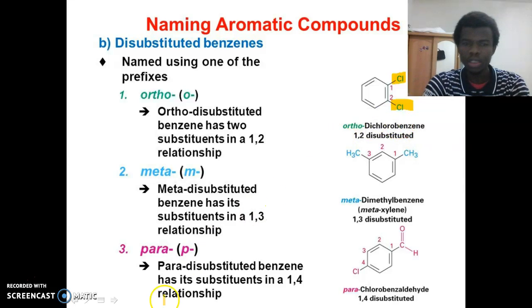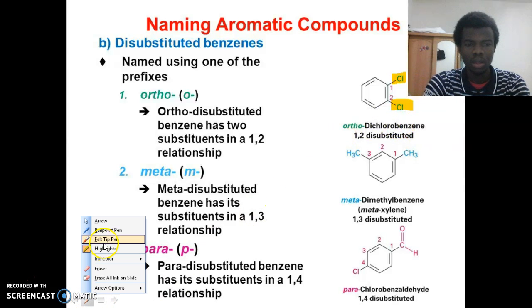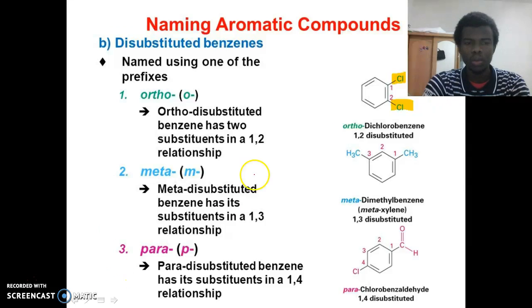Okay, but we can also name it as 1,2 dichlorobenzene. It's all the same. You can either choose 1,2 dichlorobenzene or you say ortho dichlorobenzene.